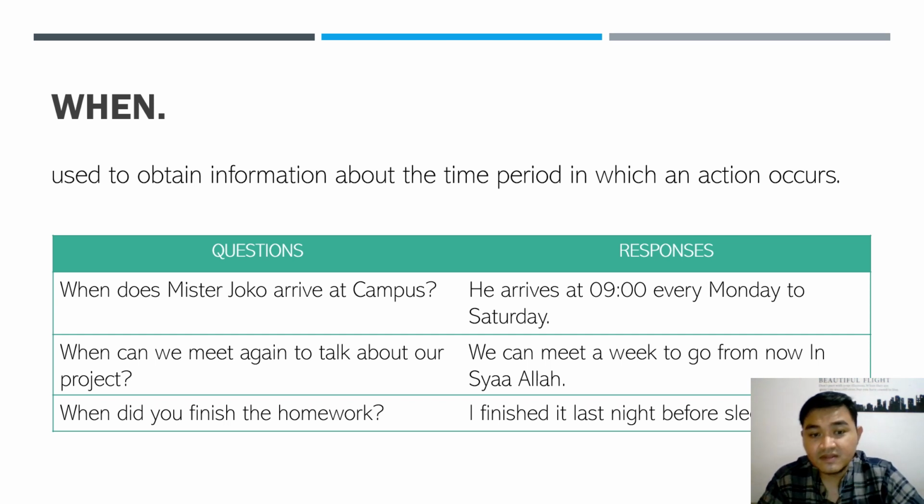So when is used to obtain information about the time period in which an action occurs. For example, when did you finish your homework? I finished it last night. Yeah, in the last minute of the deadline, for example. When can we meet again to talk about our project? We can meet a week from now, inshallah, for example.